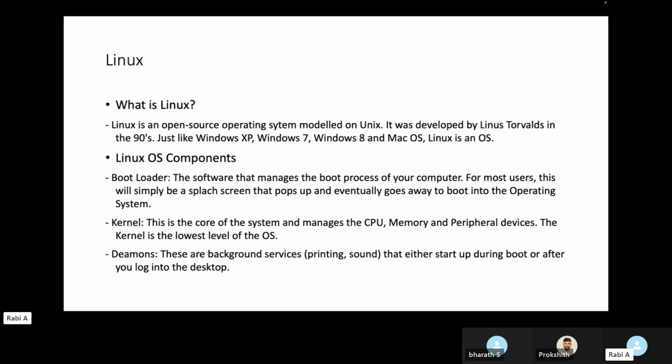Then you have the kernel. This kernel is responsible for verifying if all the resources are available or not, like the CPU, the memory, the peripheral devices, like how many USB ports you have, how much CPU you have, how much memory you have. All that is managed by your kernel. This is the core of any operating system. Without a kernel, you will not have any operating system. It helps you manage your CPU, memory, and peripheral devices, and it is the lowest level of your operating system. Then you have your daemons.